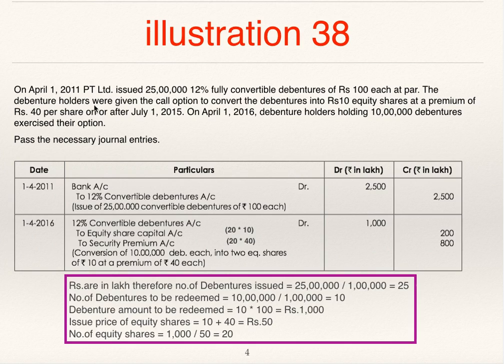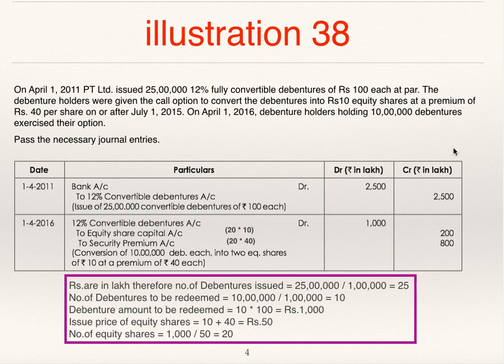Face value is 10 at a premium of 40. So 10 plus 40, the issue price will be 50. On 1st April 16, the debenture holders holding 10 lakh debentures exercised their option. So 25 lakhs was issued and 10 lakh debenture holders exercised the option, that is, you are supposed to carry out redemption for 10 lakh debentures. Pass necessary journal entries. Rupees are in lakhs.